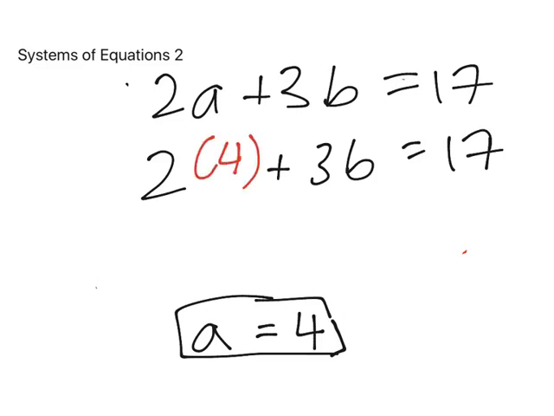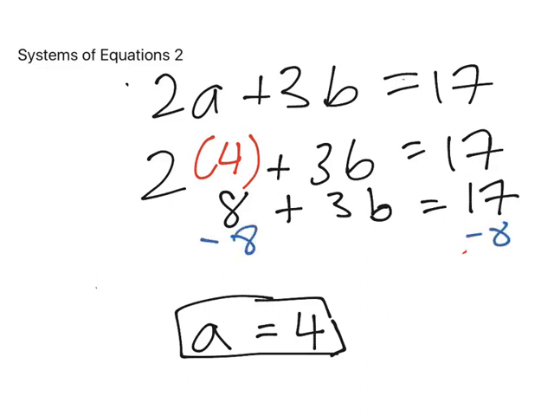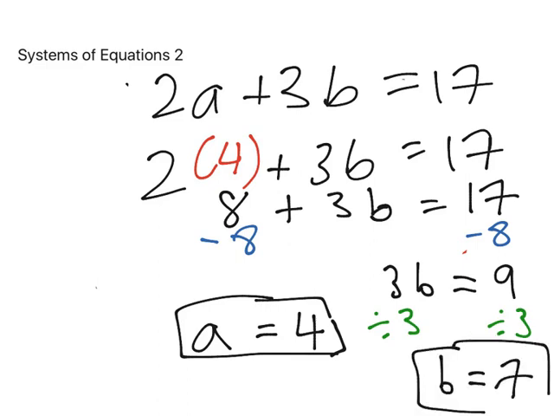Now I can find b. That's 8 plus 3b equals 17, because 2 times 4 is 8, minus 8 on both sides. I get 3b equals 9, divide both sides by 3, and I get b equals 3. So the solution to the system of equations is a equals 4, b equals 3.